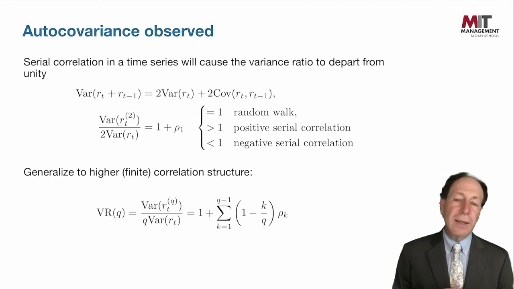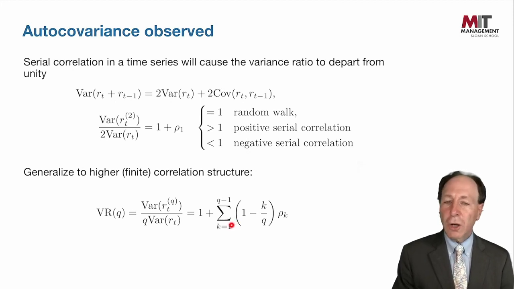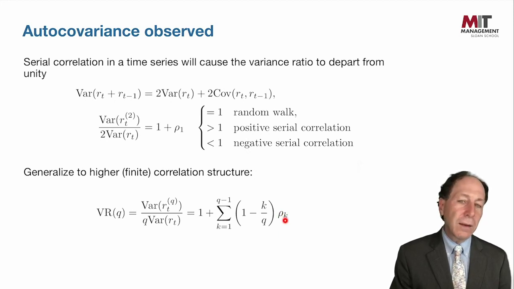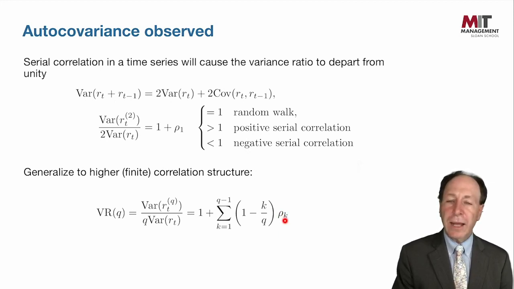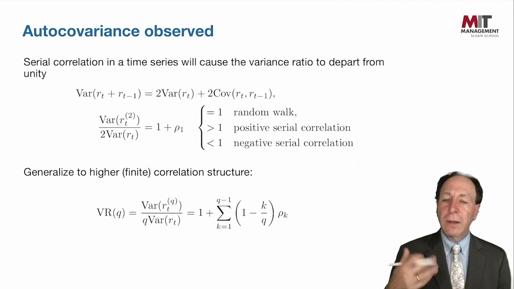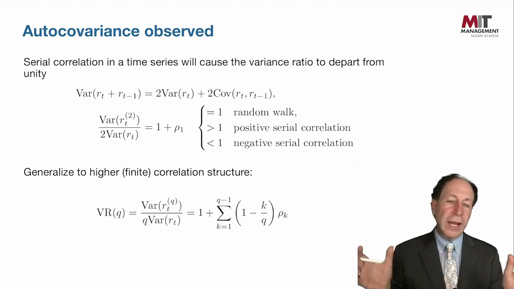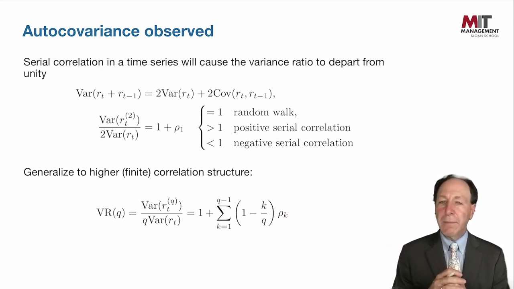And we can generalize this to higher steps, and we can get an expression. We can show with a little bit of algebra that we can express things as a weighted sum of the different autocorrelation functions at different lags, all the way up to value q if we're looking at aggregating q steps at a time.